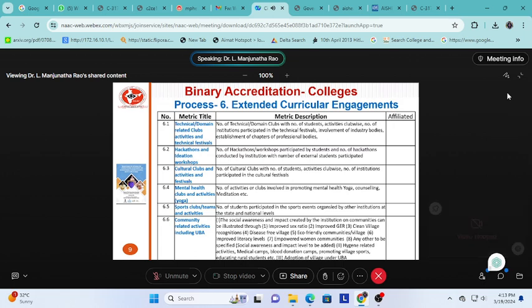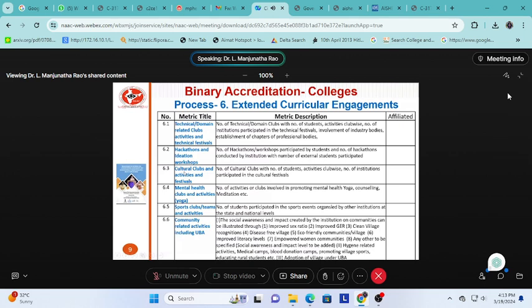Technical domain-related club activities and technical festivals, providing a platform for students to organize and attend different programs through these clubs. Number of technical or domain clubs with number of students, activities club-wise, number of institutions participated in the technical festivals, involvement of industry bodies, establishment of chapters of professional bodies like ISTE, IEEE, and all that. Hackathons and ideation workshops: number of workshops or hackathons participated in by students and organized by the institution.